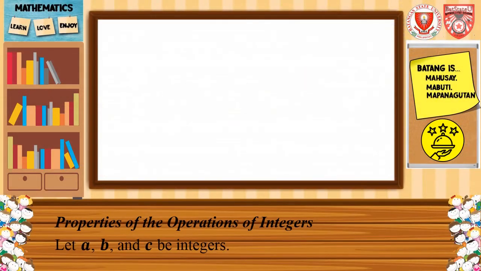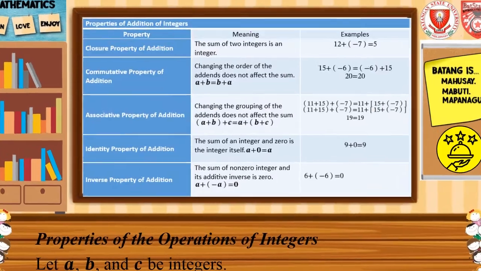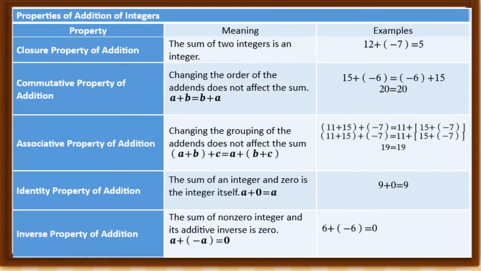Let us discuss the properties of operations of integers. Let A, B, and C be integers. First, we have the properties of addition in integers. We have the closure property of addition: the sum of two integers is an integer. Second property, we have the commutative property of addition. Changing the order of the addends does not affect the sum. A plus B is equal to B plus A.